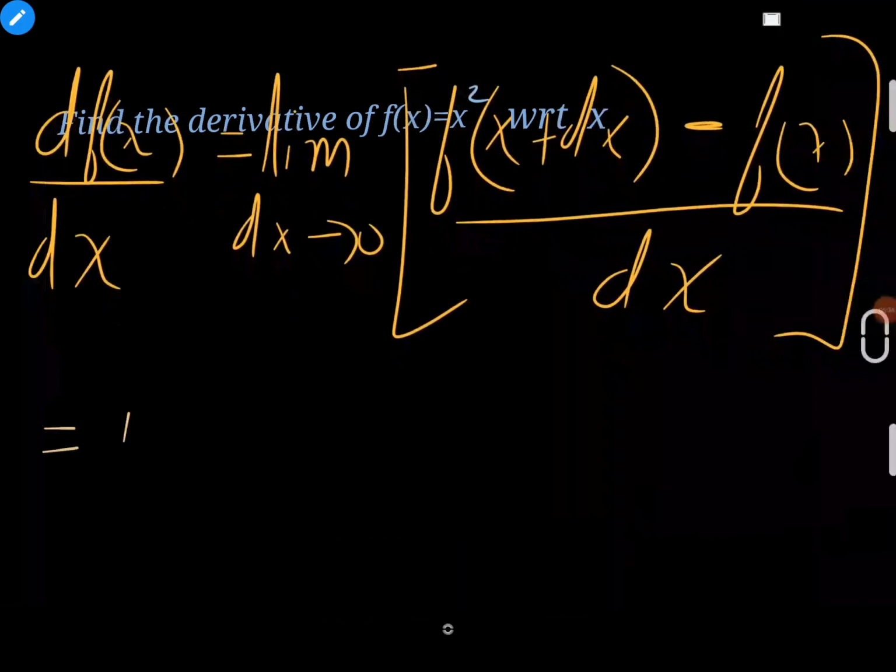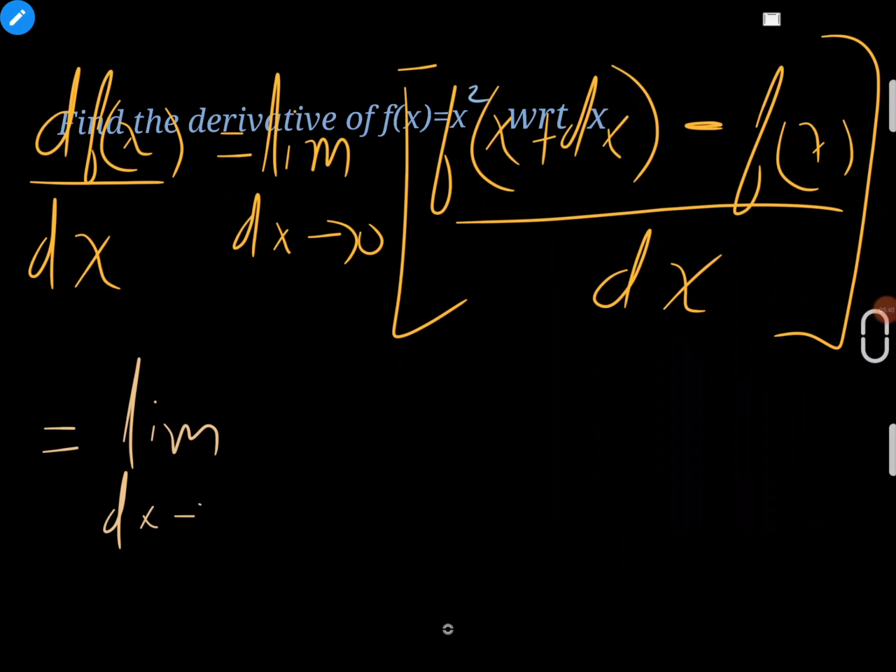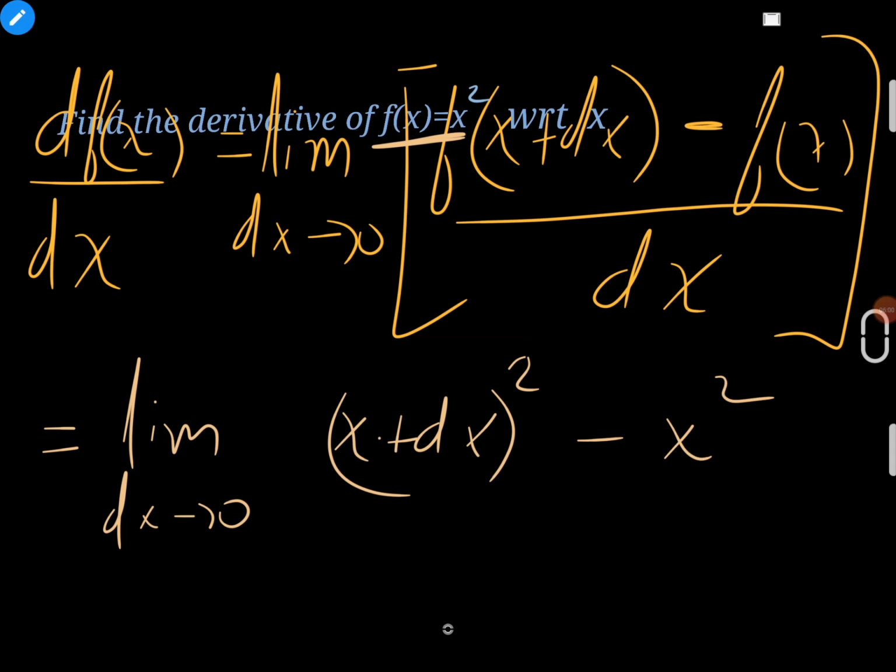This is equal to limit dx goes to 0, f of x plus dx is the squared value of that. That means f of x is x squared, so f of x plus dx is x plus dx whole square, minus f of x, that is x square, whole divided by dx. Fine.